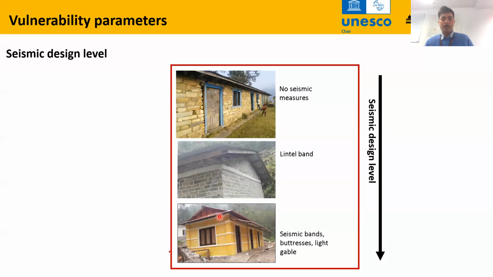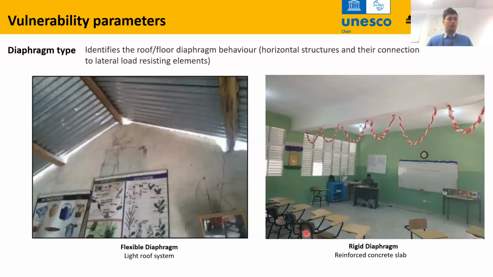major earthquakes. And here we have much more density of level of seismic bands at the sill level, window sill level, intermediate ties here, lintel level band, and then here is roof level band as well. And here the vulnerable gable portion is also eliminated, replaced with light structure. So the seismic design level increases as we go down in those figures.